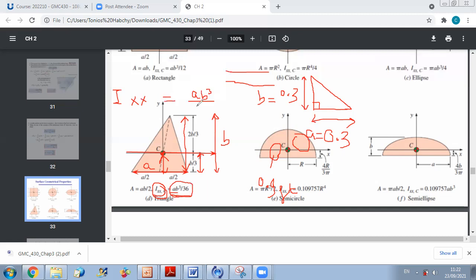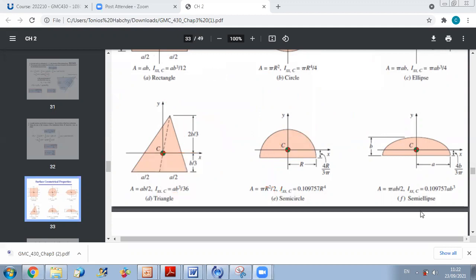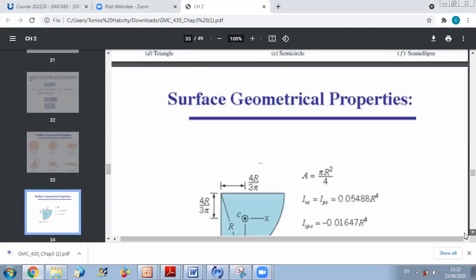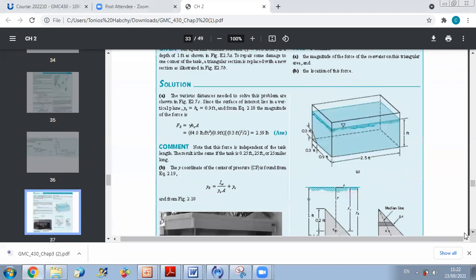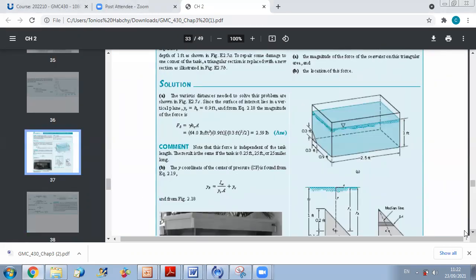So it's AB cubed over 36, which is equal to 0.3 to the power 4 here, because A and B are equal. So 0.3 to the power 4 over 36. So now we have the value of the second moment of area I about the x-axis. Then all we have to do is to go to our problem again and replace.